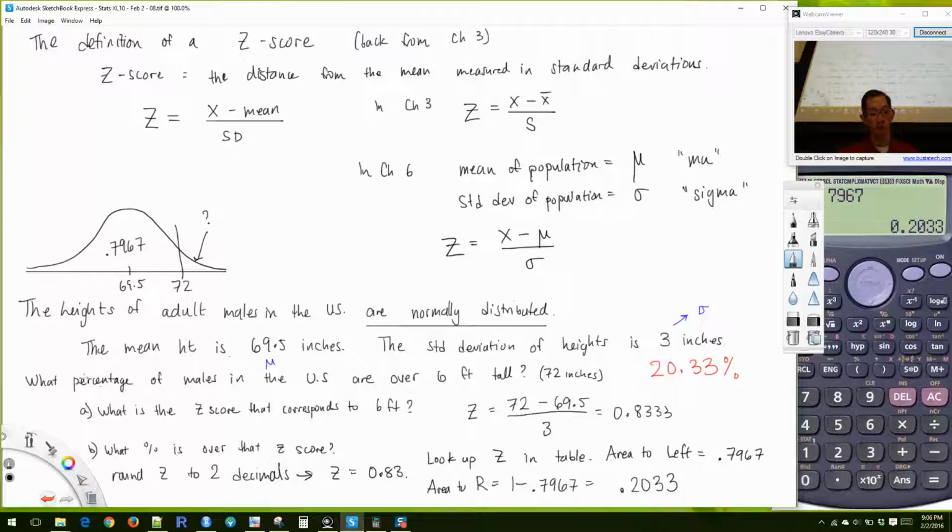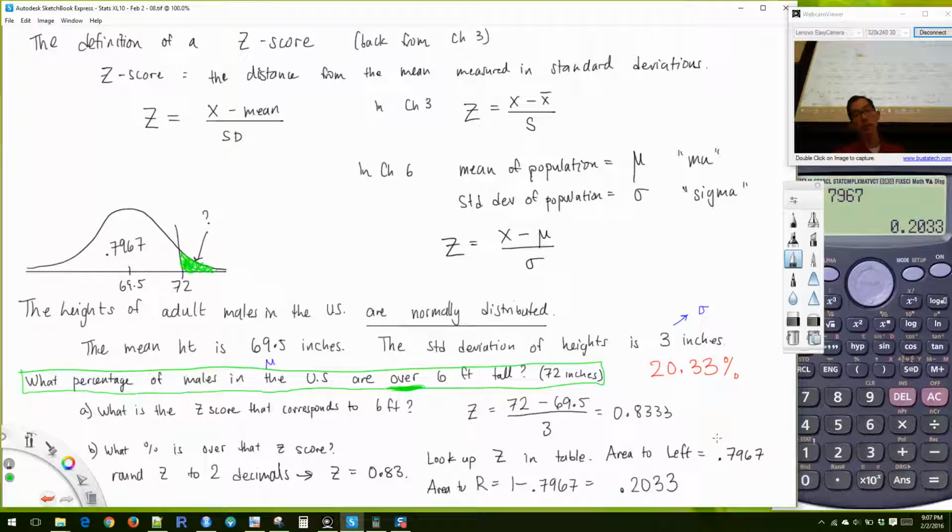Okay, so let's look at this question here. I'm going to draw a box around it. It says, what percentage of males in the US are, and the key word that I'm looking at, over 6 feet tall? So over, I want basically 72 inches and taller than 72 inches. I don't want 72 and below, I want 72 and over. So I want this side over here. I want the area to the right. Is that okay? All right.